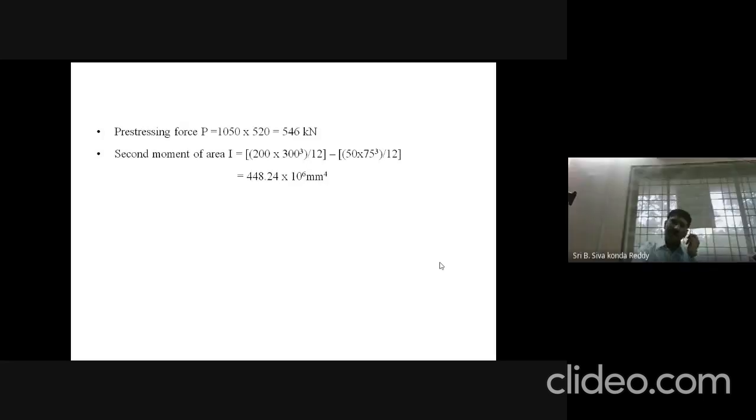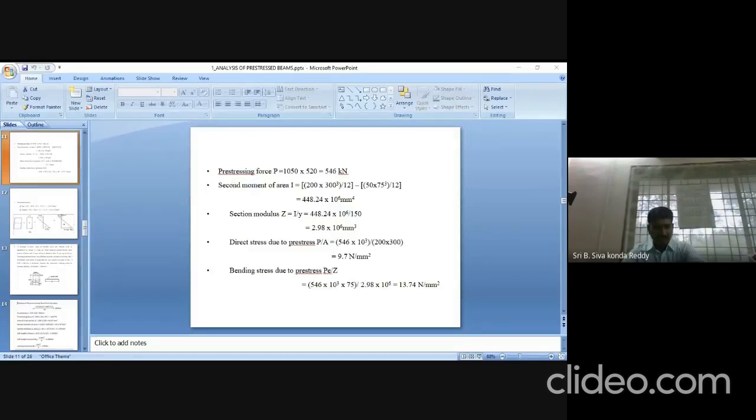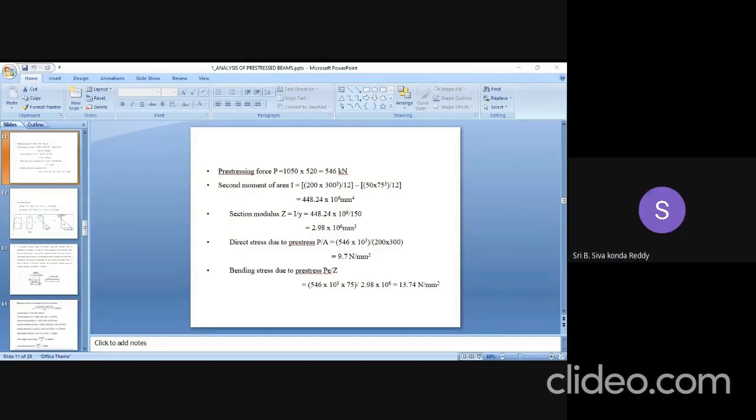My pre-stressing force. In our examples, directly pre-stressing force might be given, or if not, stress and pre-stressing area might be given. So stress into area will give us pre-stressing force. Coming to second moment of area: second moment of area is our moment of inertia for the given cross section, deducting duct space, about the centroid.